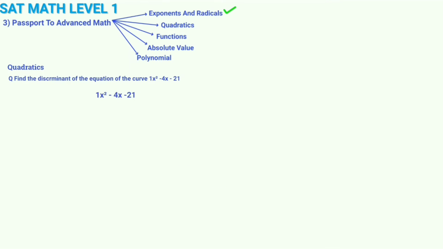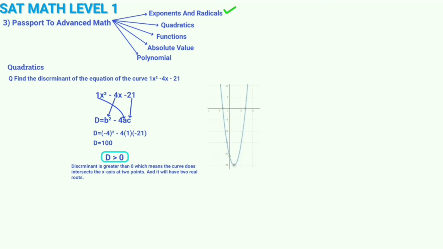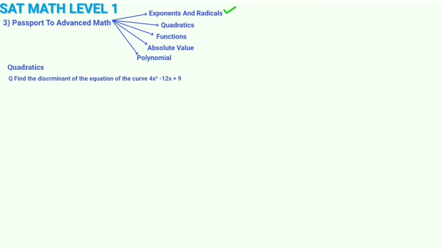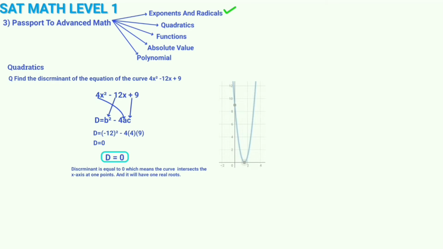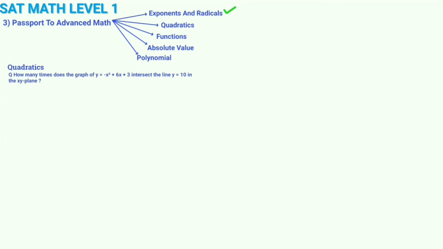Find the discriminant of the equation x square minus 4x minus 21. We put the values, and we got D is equal to 100. It is greater than 0, which means it has two real roots. It is intersecting the x-axis. Find the discriminant of the equation of the curve 4x square minus 12x plus 9. Okay, put the values, and we got 0, which means it has one real root. It intersects the x-axis at one point.